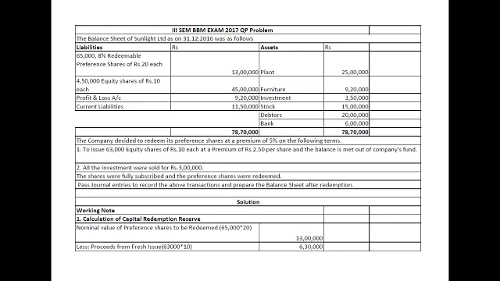Then the company decided to redeem the preference shares at a premium of 5% on the following terms.